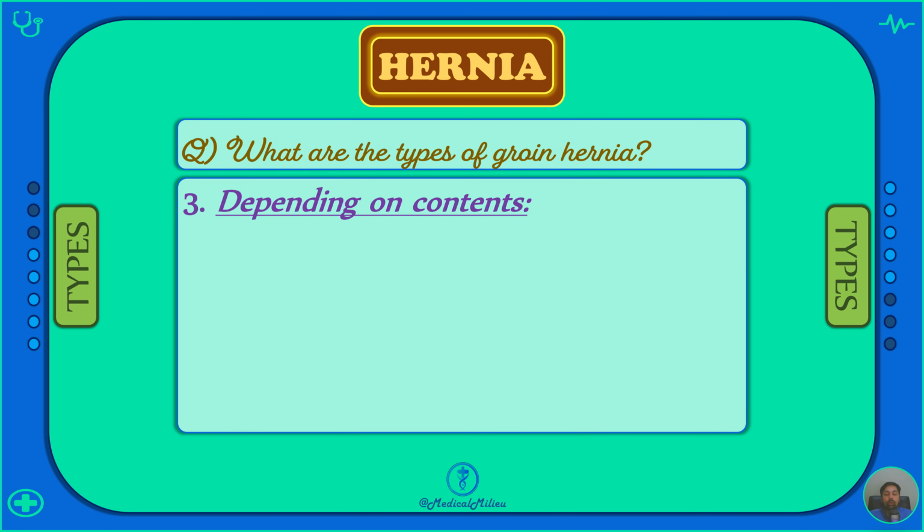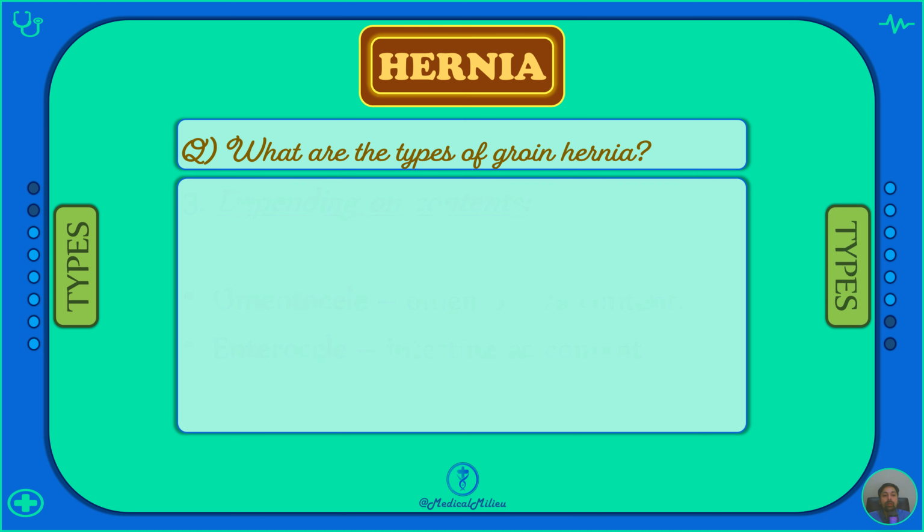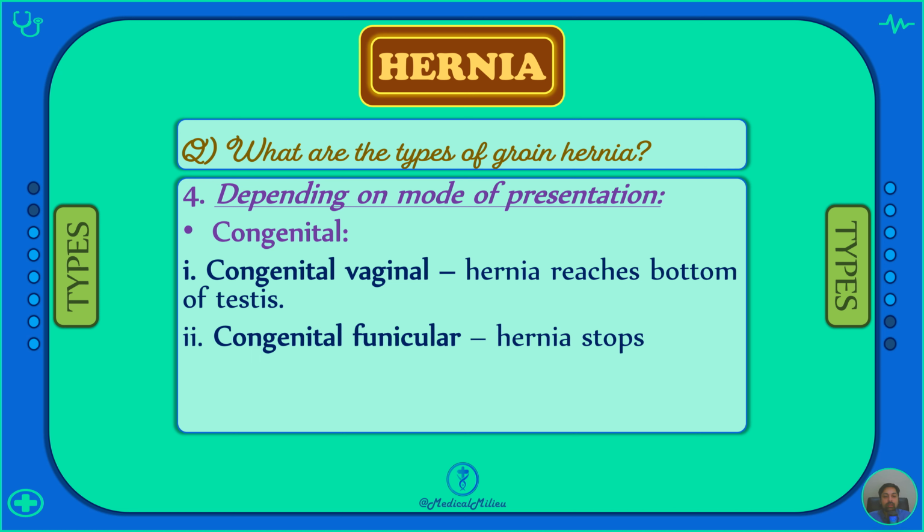Number 3, depending on the contents, it might be an omentocele in which omentum is the content, or it might be an enterocele in which intestine is the content. And depending on the mode of presentation, it might be congenital, in which there are two types. One is congenital vaginal, in which the hernia reaches the bottom of the testes, and congenital funicular, in which the hernia stops at the top of the testes, or the hernia might be acquired.